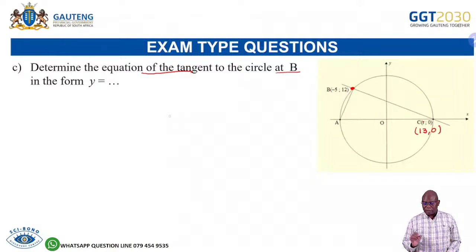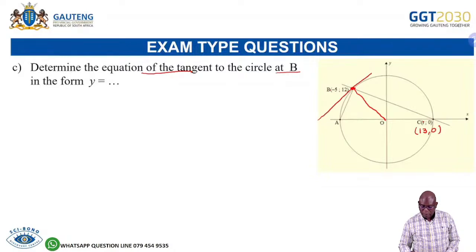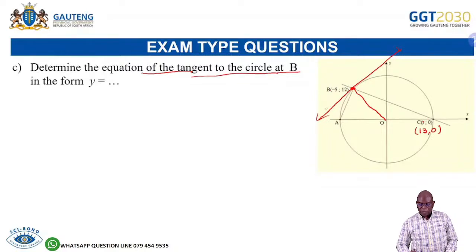What do I need first? I need to find the radius, because the tangent is at B. So that line is a tangent. You see, the equation of the line at B. So I must first draw the tangent. And the tangent and the radius are perpendicular. So with this one, I must first get the gradient of the radius. So what will be the gradient of the radius?